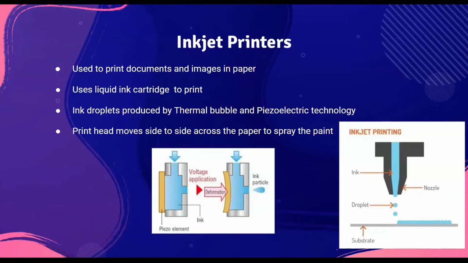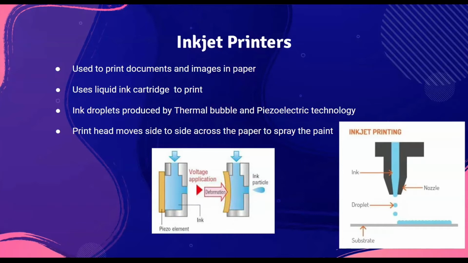Printers are used to print documents and images, and these inkjet printers do these jobs perfectly. They use liquid ink cartridges to print. Each printer has four colors: red, green, blue, and black, which then combine together accordingly to produce different colors.